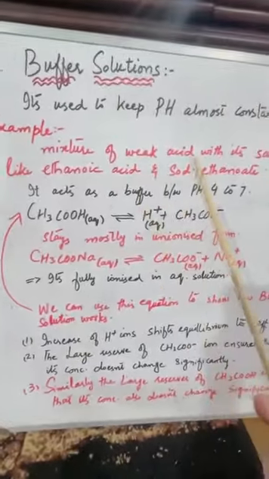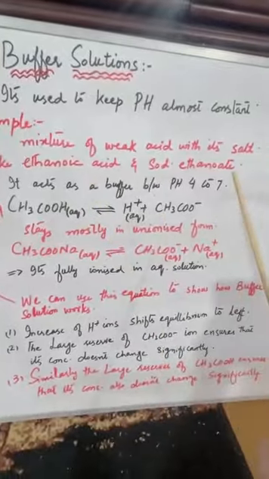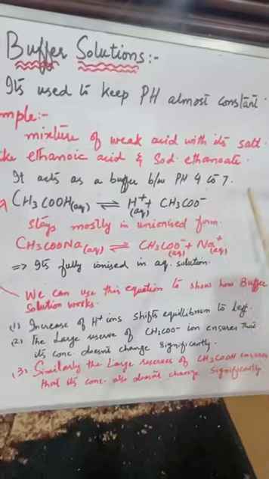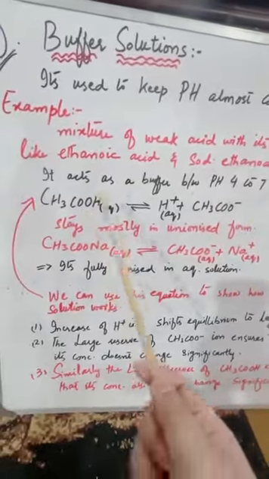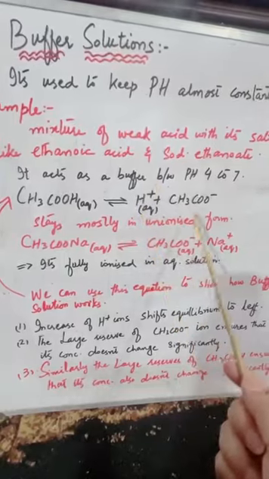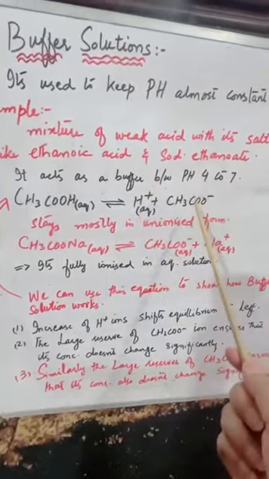An example is the mixture of a weak acid with its salt, like for example ethanoic acid with sodium ethanoate. It acts as a buffer between pH 4 to 7. Like you can see here, this is acetic acid, which is used in vinegar, and it ionizes into H+ and CH3COO-, that is the acetate ion.